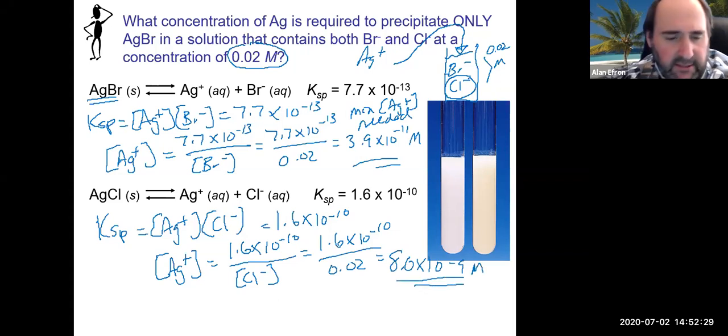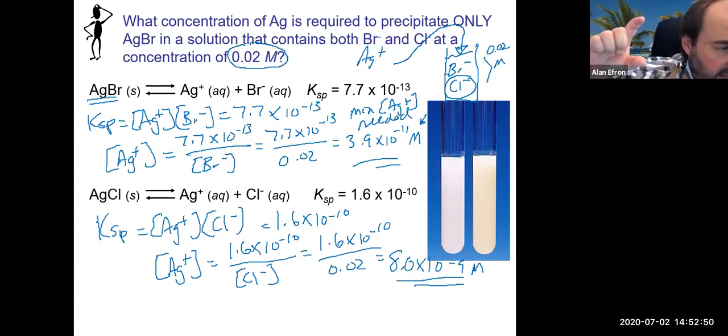So what does this concentration represent? This concentration represents the minimum amount of silver you would have to add to that solution to start to see silver chloride come out. So that means that if you start adding silver to your solution that looks like a solution, no solid in there, bromide and chloride ions floating around, and you get your silver concentration up to 3.9 times 10 to the minus 11, you should start to see white solid come out. And you can feel very confident that the white solid that you are seeing coming out is the silver bromide.